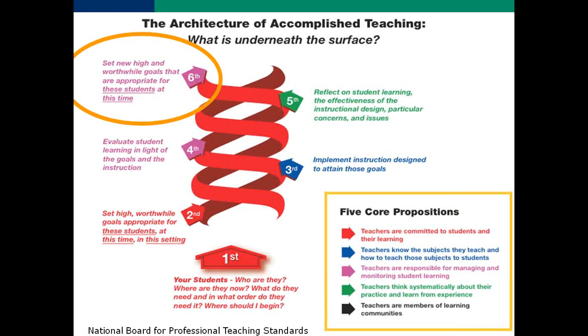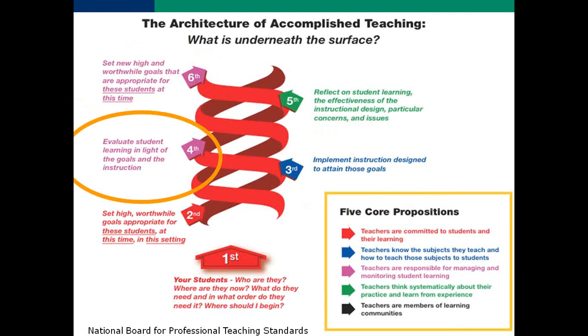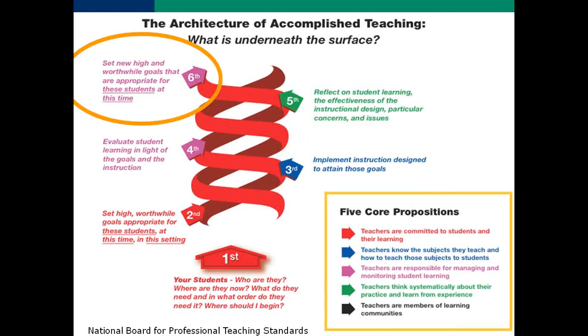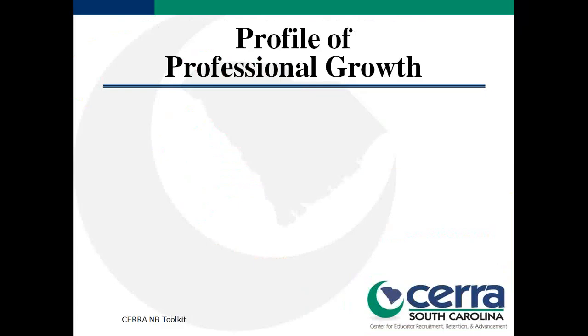And then we set those new high worthwhile goals. That's the architecture, and we just keep going through it over and over and over again. That's the plan, do, review process. So now you're kind of caught up on where we are with National Board. Hopefully that's a good reminder of everything that you did as an initial candidate.